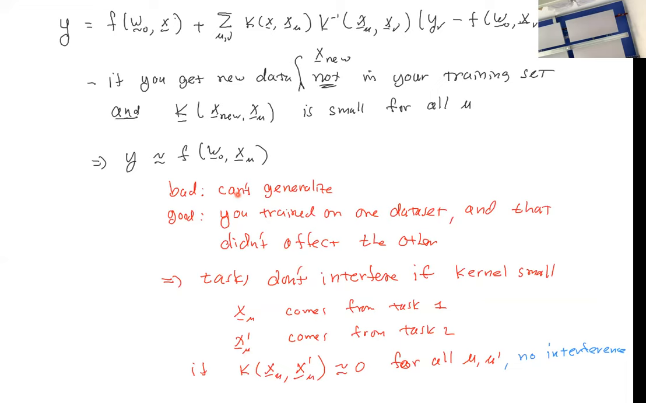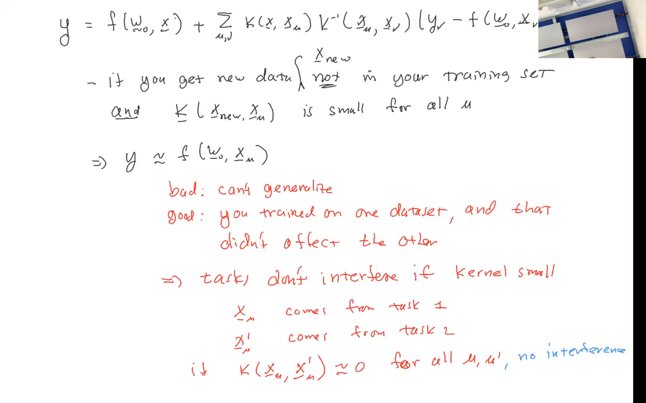Okay, so I'm gonna say one more thing about the brain before we go on. This is just one nice feature, so one nice feature is this no interference. You can learn multiple tasks, and if the kernels are small between the two tasks, it's okay. You don't lose much. So there's also another kind of thing that's nice about this.